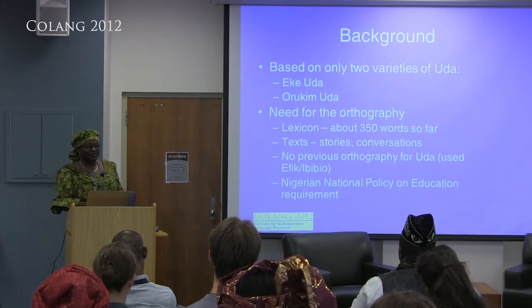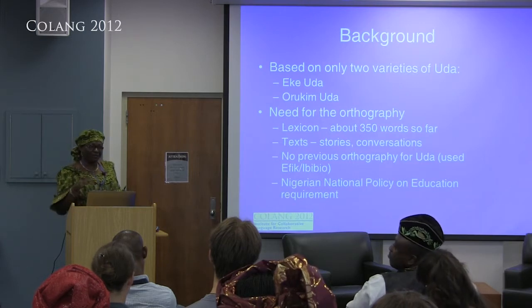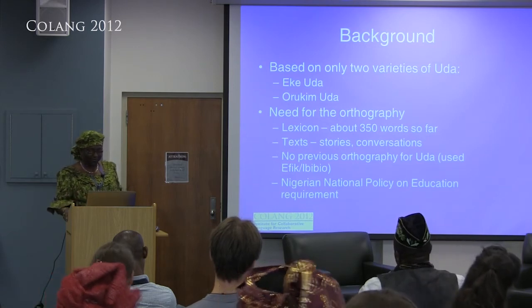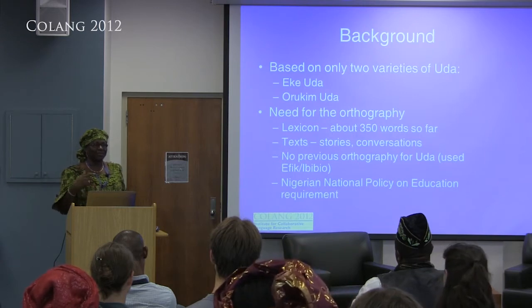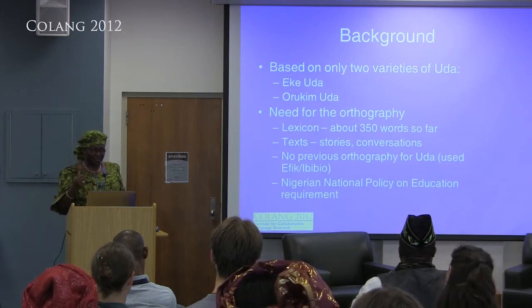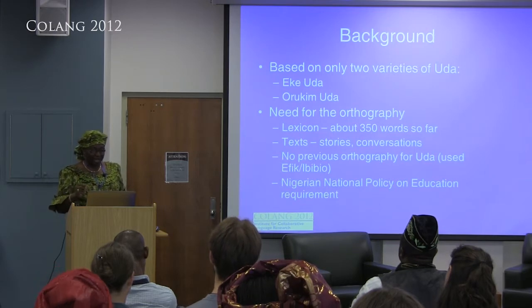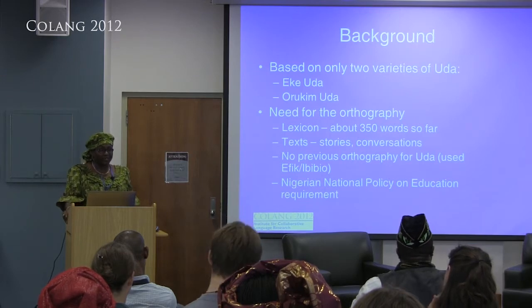Now there was a need for the orthography. When we started, we tried to build up a lexicon, and we had to find a way to operate on the same page, so we decided to begin on orthography. We had lots of texts, as you have seen already, the monkey story. We had lexicons elicited at different times, and we had problems with all of those, so we thought we should all have an orthography. As she said earlier, there has been no orthography in the language.